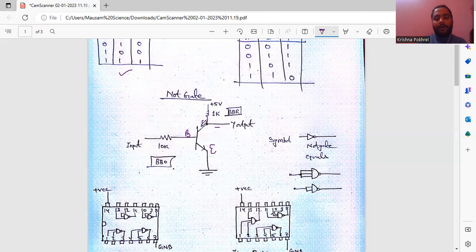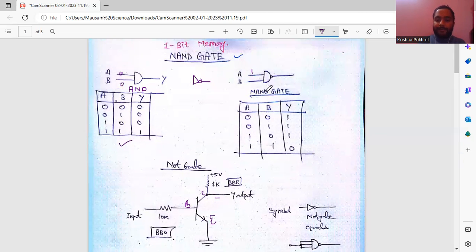And this collector will be given to a 1 kilo ohm resistance, and plus 5 volt will be supplied over here, and we'll get the output. Now, what is the meaning of NOT gate? NOT gate is simply this bubble.